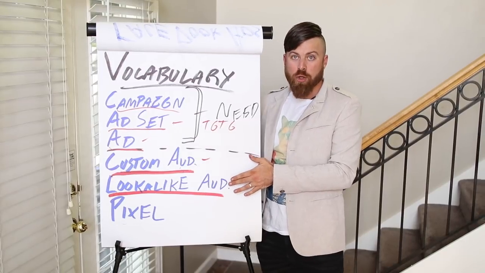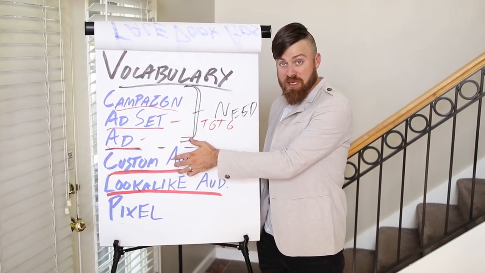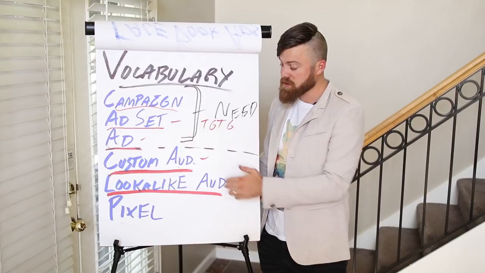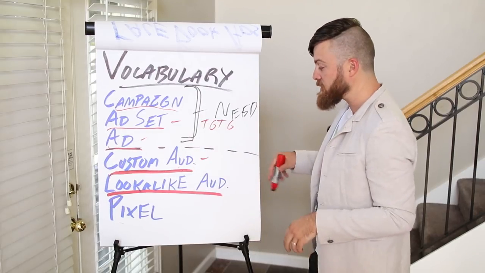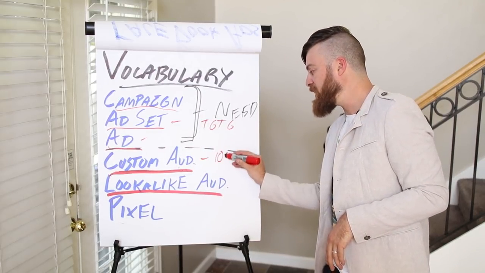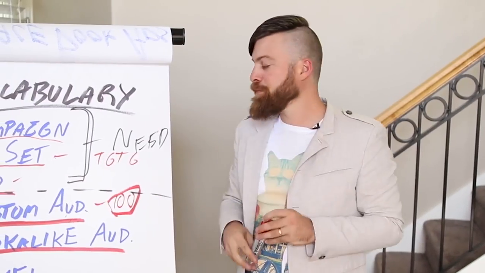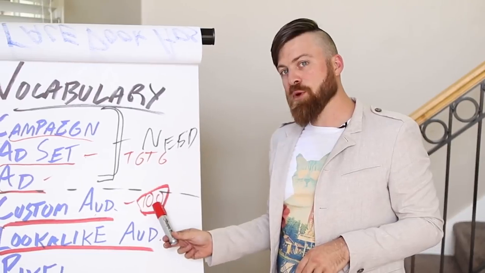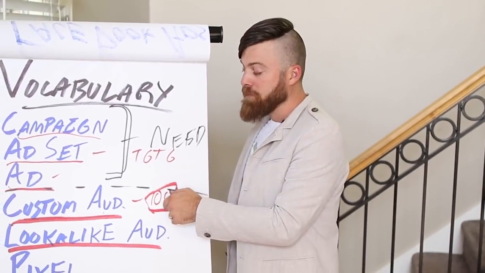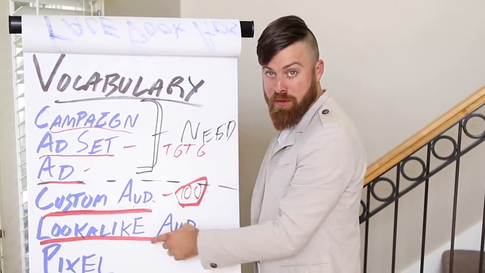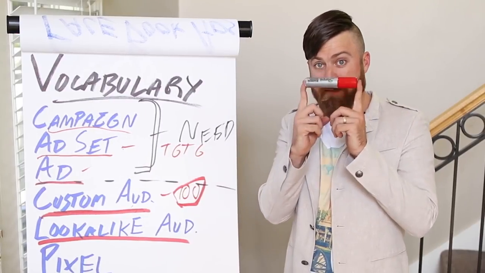Lookalike audiences are contingent on custom audiences. So if you upload a list of, let's say, 100 people who have already bought a product, let's say this marker, what Facebook will do is look for who looks like those people who have bought this marker.